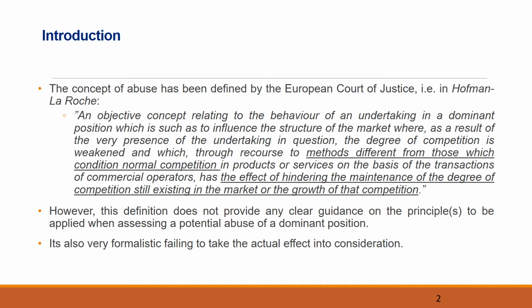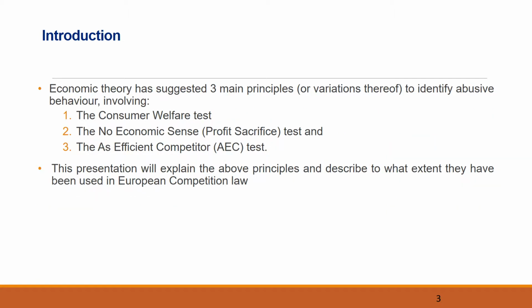Traditionally, EU competition law has relied on a number of formalistic tests that identified an abuse against the naked behavior rather than the effect. For many reasons, this is untenable, which is why economic consideration progressively has been incorporated. In economic theory and with respect to EU competition law, three main principles or variations thereof have been put forward, of which the as efficient competitor test has gained particular traction lately. This presentation will explain the above principles and describe to what extent they have been used in European competition law.